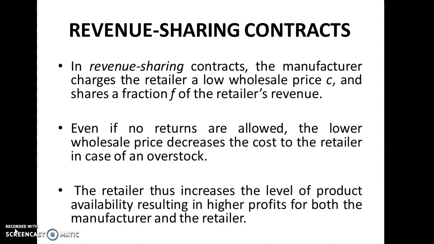But still, the lower wholesale price decreases the cost to the retailer even in case of overstock. So the retailer will not worry about the overstock. He will increase the level of product availability, resulting in higher profits for both the manufacturer and the retailer. This is one type of contract where the revenue is shared between both manufacturer and the retailer.